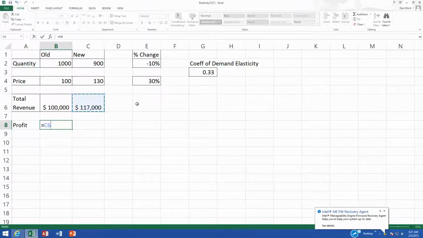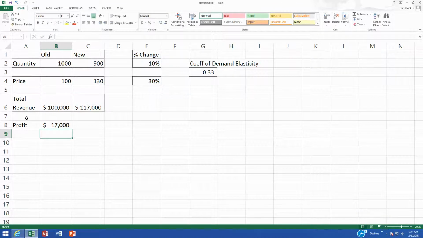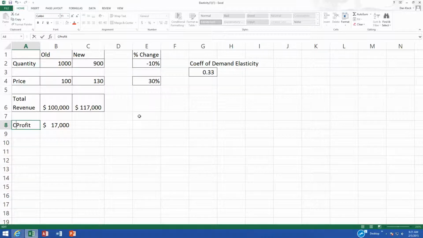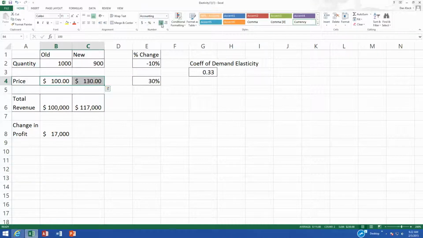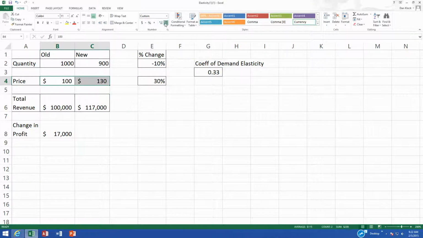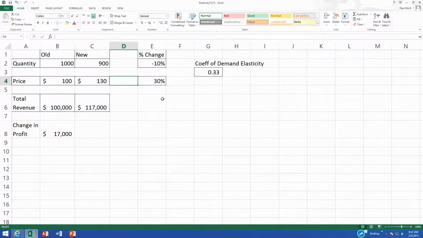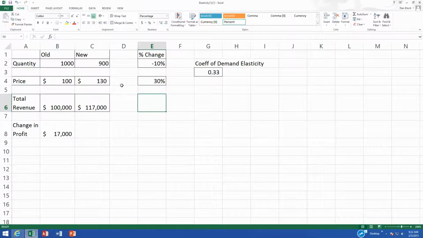It's going to be my new one minus the old one. So this is really not just profit, it is a change in profit. And then, of course, I should wrap my text to make it look better. These prices should be in dollars. This thing, I always make that mistake. Great. So let's just see the other case.